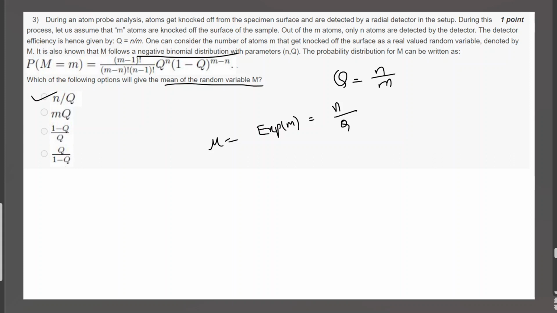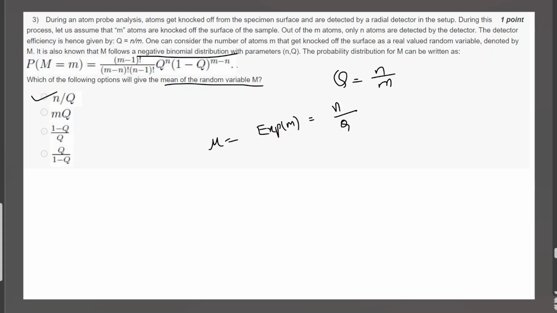Okay, with parameters N comma Q. The probability distribution of M can be written as this is a negative binomial distribution. This is what we have seen derived before. These are the following options that will give the mean of the random variable M. So this mean is nothing but the expectation of M.